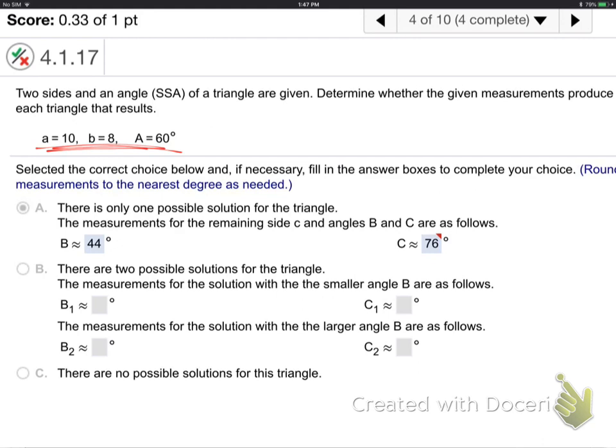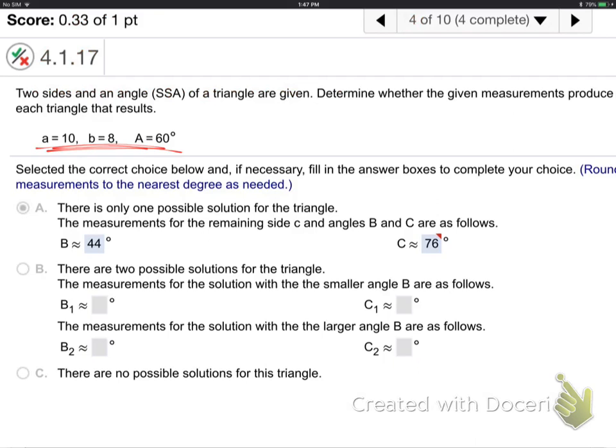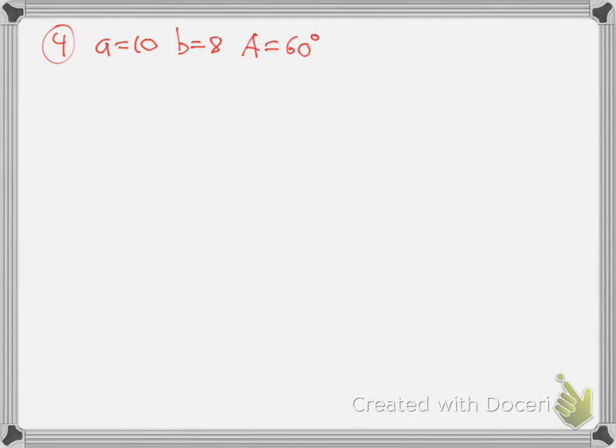What number is this problem? I can't even see on the screen anymore. All right, so question 4. I'm just going to give it a little more room here. A is 10, B is 8, and angle A is 60. So here we go.